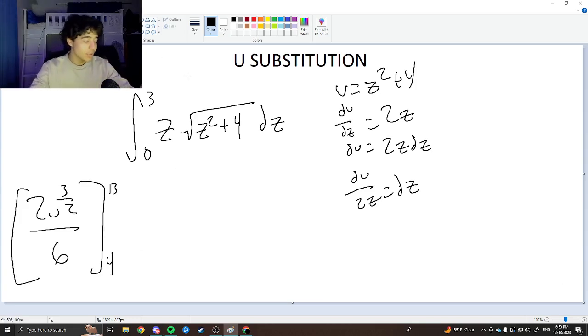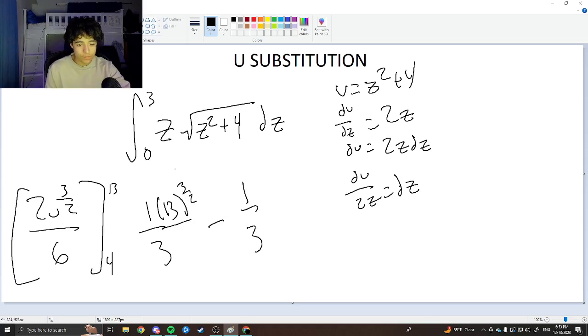Now that we have our equation and our bounds, we could write this out. 2 over 6 is the same thing as 1 over 3, so I'm going to write it as 1 over 3 from now on. We could plug in 13 and 4 as our u. So we have 1 over 3 times 13 to the power of 3 over 2 minus 1 over 3 times 4 to the power of 3 over 2.